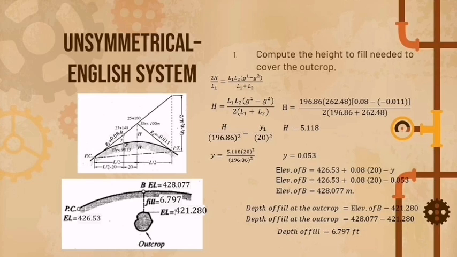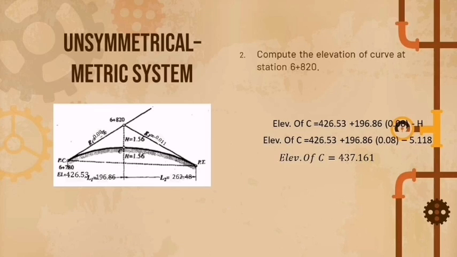428.077 meters. To get the depth of fill at the outcrop, we must subtract the elevation of B and 421.280. So 428.077 minus 421.280, and the answer we get is 6.797 feet. So for number 2, compute the elevation of the curve at station 6 plus 820.